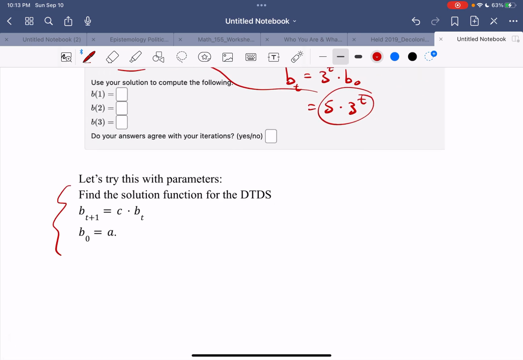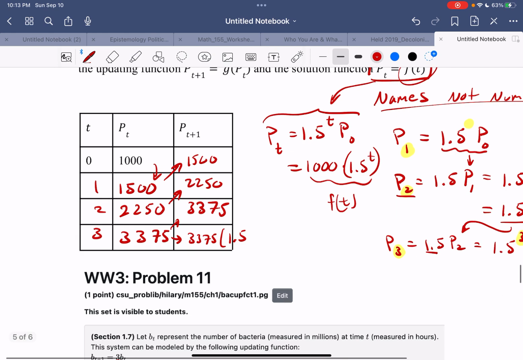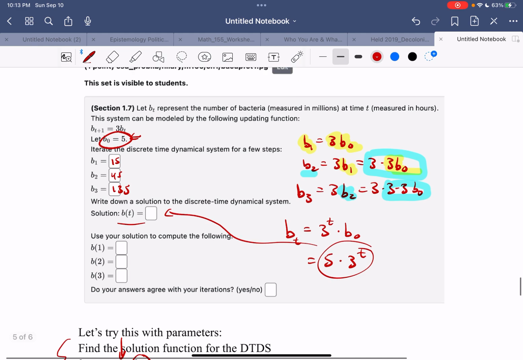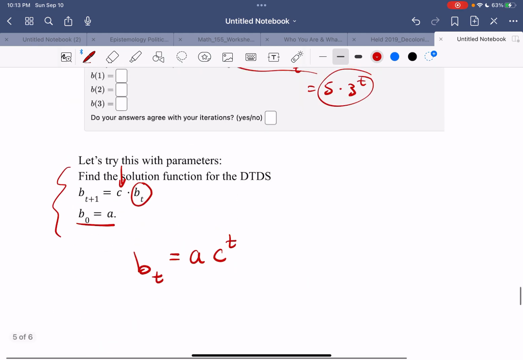So I'm just generalizing the above. I didn't have to call this initial population A, I could have just called it B naught. If you're catching on to the pattern, there's some common multiple that I use to update. In my first problem, that multiple was 1.5 because I grew by 50%. In the other problem, that multiple was 3. But in general, there's just some multiple, and then bt.